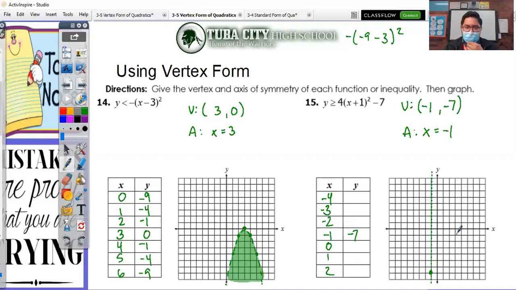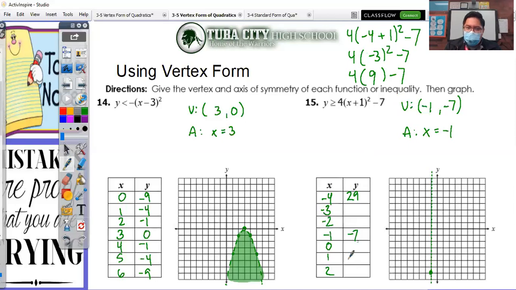All right, but let's see what we actually get. So let's plug in these numbers and see what we get. And we might have plenty of them off of the graph, so we might not actually have to do that much work. So I'm going to replace x with my first number, which is negative 4, plus 1 squared minus 7. All right, parentheses, 1 minus 4 is negative 3. And square that, so we get 9. So 4 times 9 is 36. 36 minus 7 is 29. So that's way off the graph.